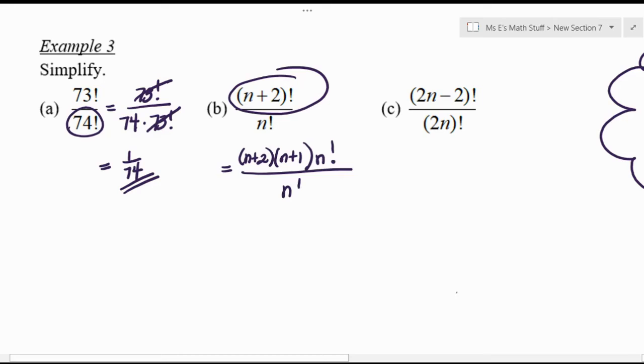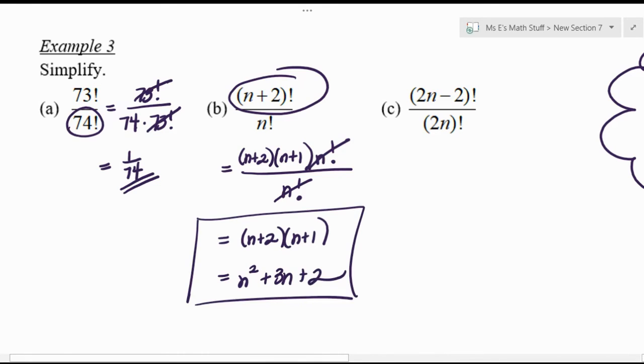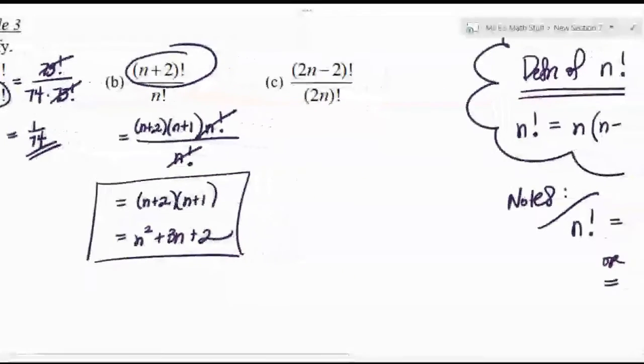The reason I split it up that way is because I really want to simplify this. The best thing to do with factorial is to get rid of it, in my opinion. And now I can cancel. There we go. So your final answer could be written as n plus 2 times n plus 1, or you could be extra fancy and multiply it all out. Either way, we'll box up both of those expressions. Hopefully this is making sense, my friends.